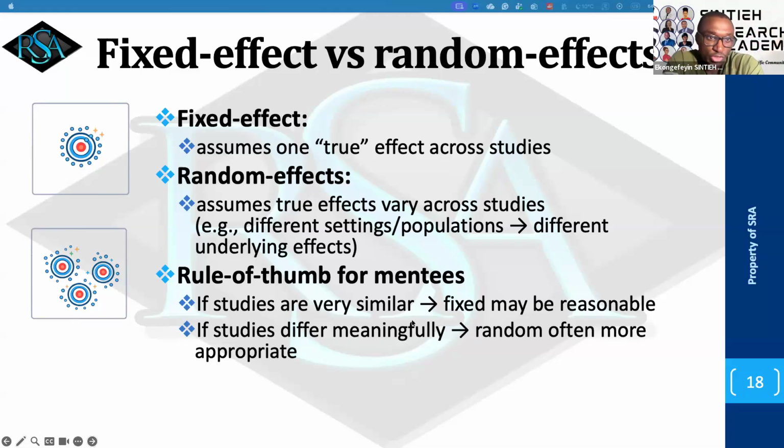Professor Elone, Joseph, can you tell me when you would decide to use a fixed effect model and when you decide to use a random effect model in a meta-analysis? Professor Elone is sleeping. Professor Tagwenang, I hope I pronounced your name well. Frank, can you tell us when we can use a fixed effect model or not?